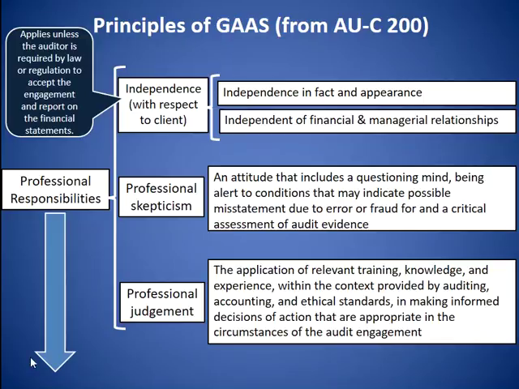The third area is professional judgment. This is the application of an auditor's relevant training, knowledge, and experience within the context provided by auditing, accounting, and ethical standards in making informed decisions of actions that are appropriate in the circumstances of the audit engagement. So a lot of times we say you have to do something according to an audit standard, but you also have to apply professional judgment many times regarding that standard.